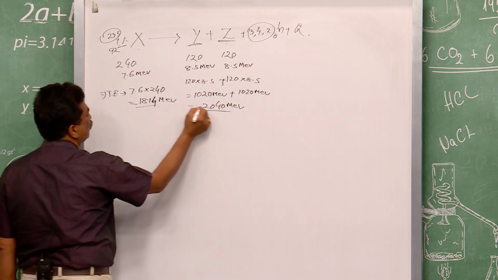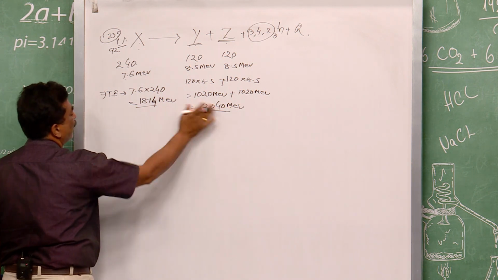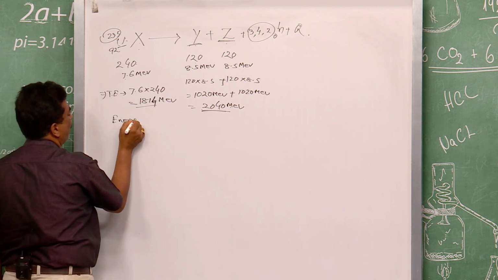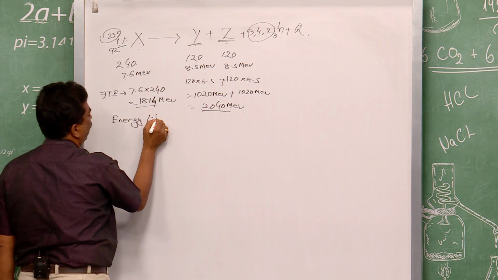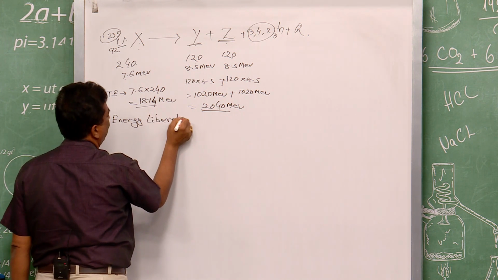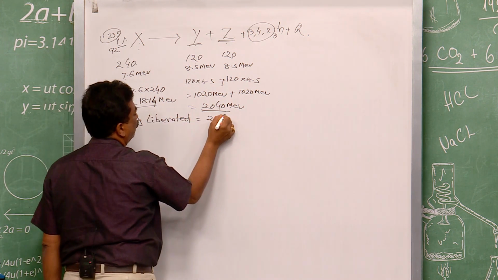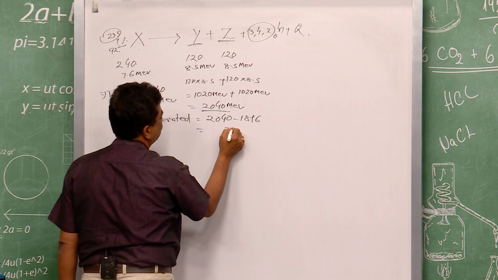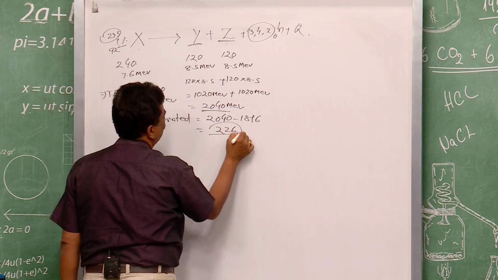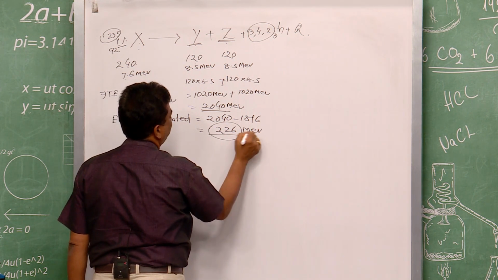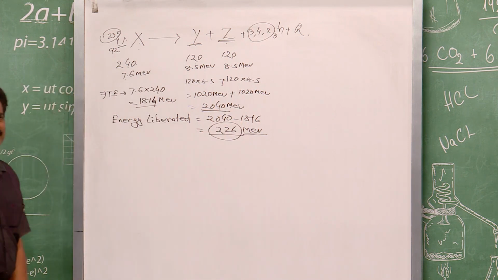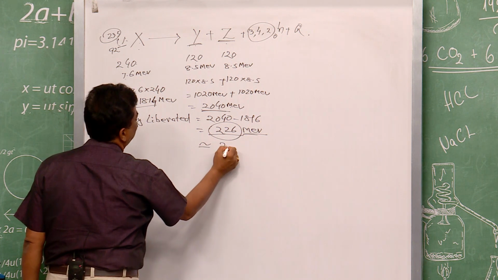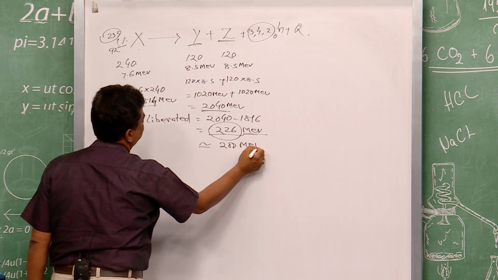And from these two, it is clear that there is a liberation of certain energy. The energy liberated is equal to 240 minus 214, that is 26, so 226 MeV, that is for its maximization. But if we take the accurate value, let us take it averagely as 200 MeV.